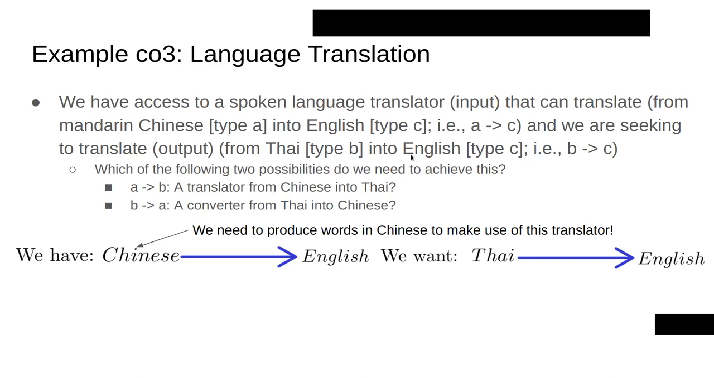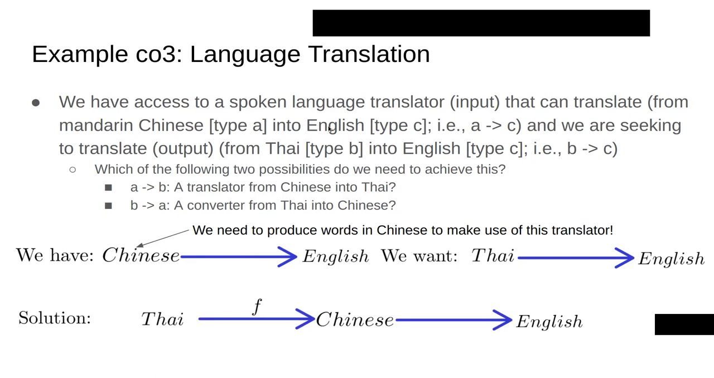Or we want Thai to Chinese. You know, from Thai to Chinese, yeah. Because if we can get that mapping of the input, we can use this translator, this existing service. So we want to map Thai to Chinese, and that will then allow us to use this service.